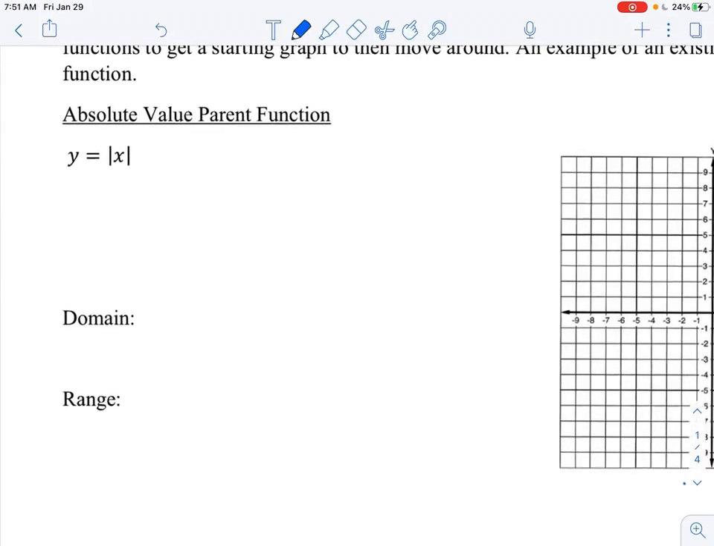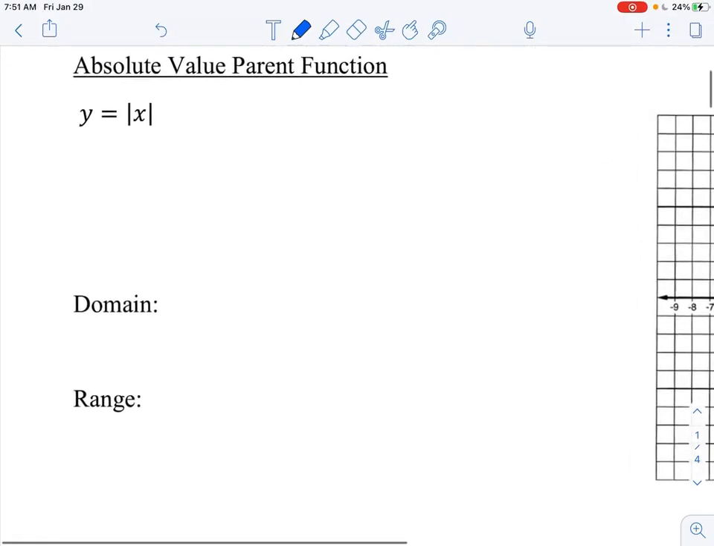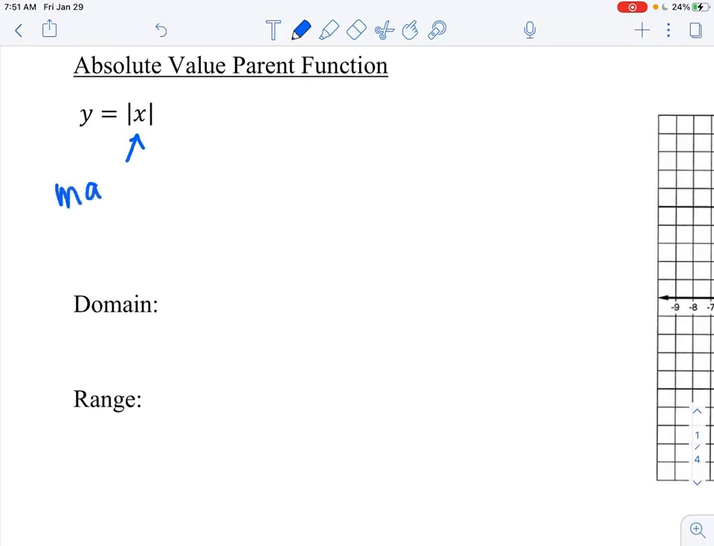So we have y equals the absolute value of x. You might have seen this before, but basically what those little bars do is it makes any x value positive. Okay, so if it's inside the absolute values, when it sends it outside the house, it becomes positive.